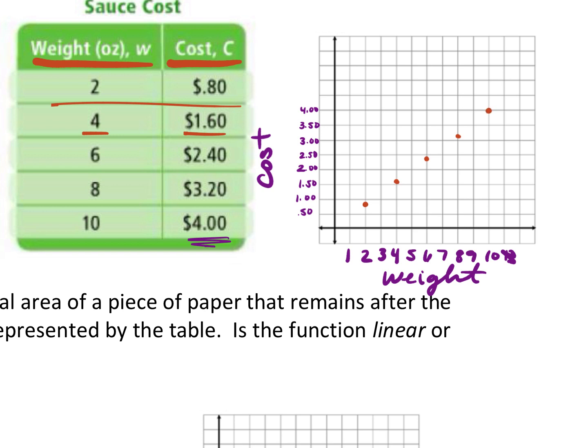Would you say that's linear or nonlinear? That is linear. That one makes a straight line. Okay, so you're graphing and then you're telling me linear or nonlinear. Okay.